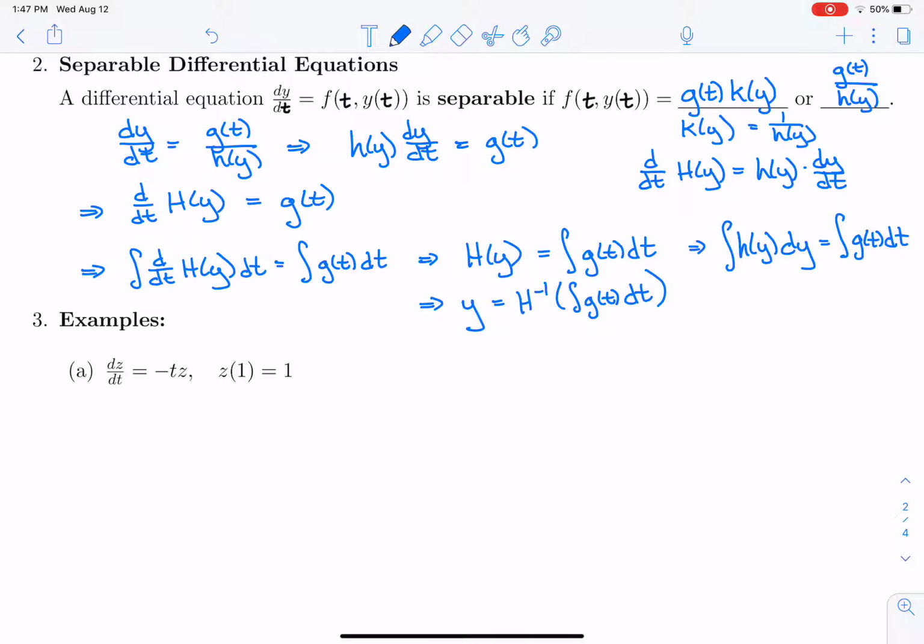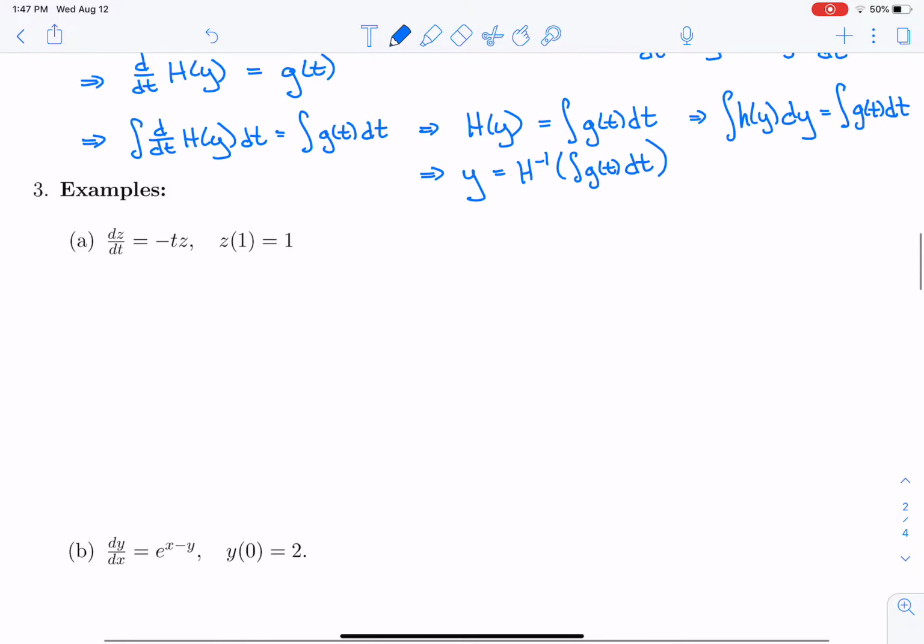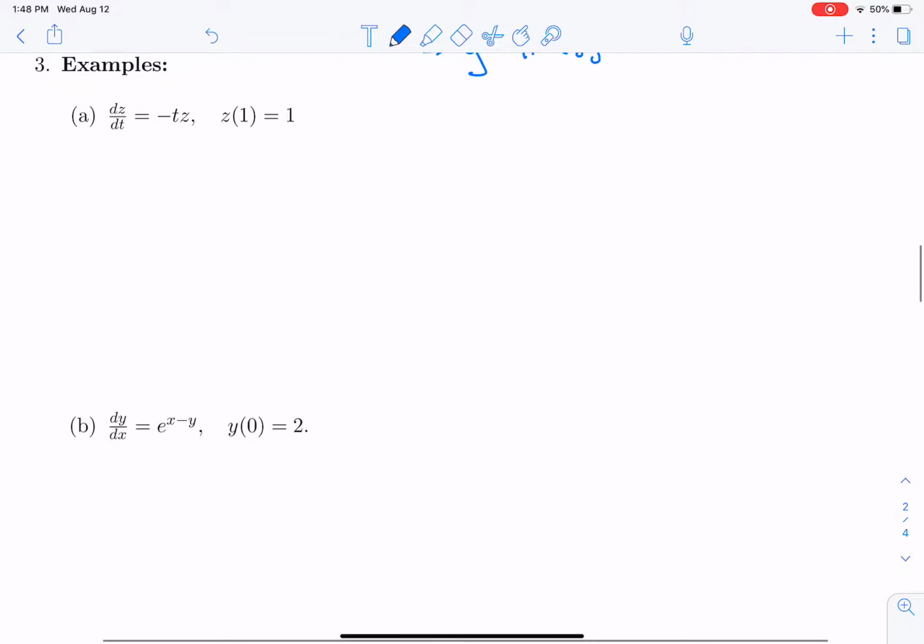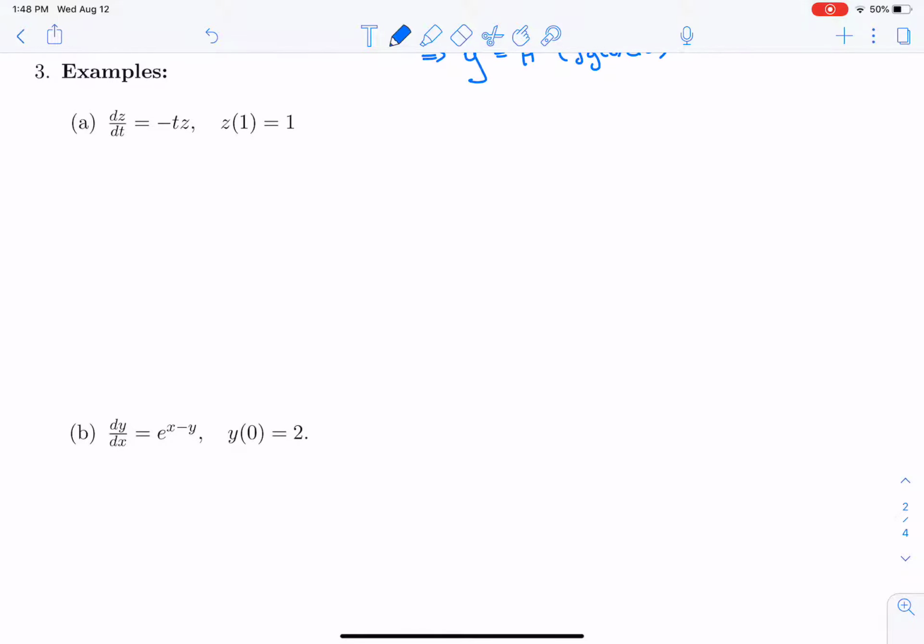So that gives you an understanding a little bit of how the separation of variables technique works. Okay, so now I'm going to move on, and I'm going to do a few examples of separation of variables. So let's start with dz dt equals minus t times z, and z of 1 is equal to 1. Okay, so I'm going to separate the variables. I'm going to write this as dz over z equals minus t dt.